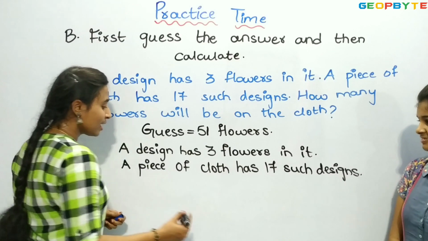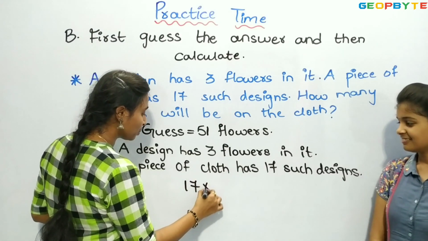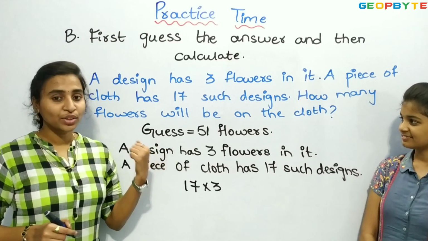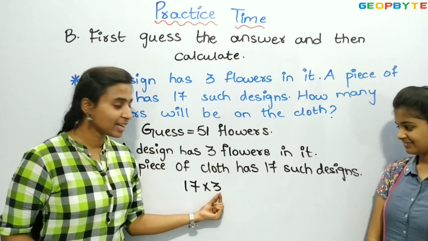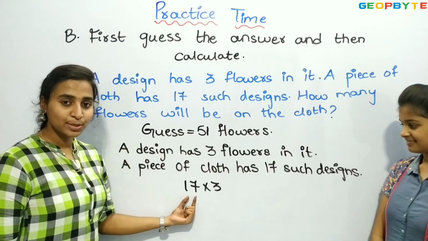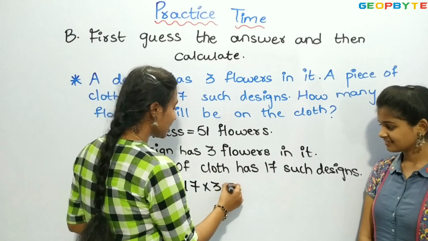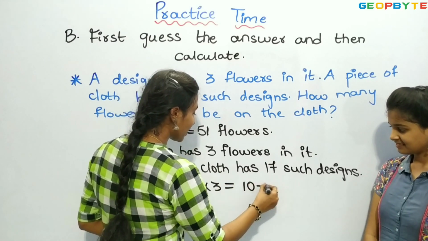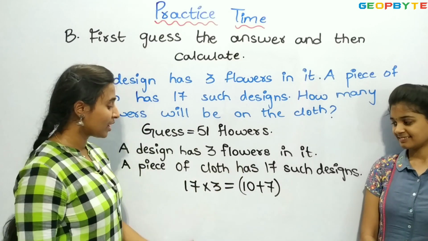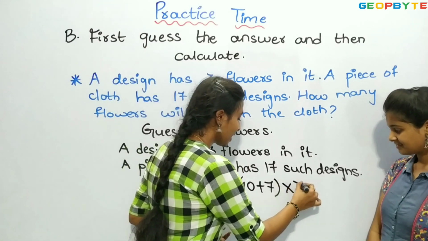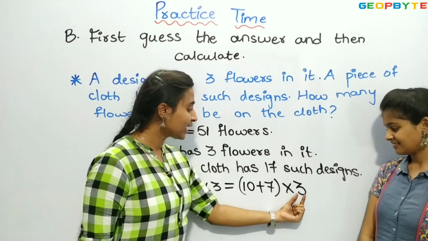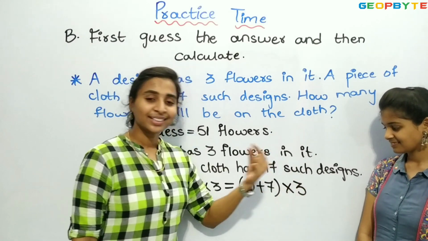So children, let us write 17 into 3. 17 is nothing but the total number of designs on the piece of cloth, and 3 is nothing but the 3 flowers in each design. Now let us split 17. It can be written as 10 plus 7. So 17 into 3 is written as (10 plus 7) into 3. Now let us multiply 10 and 3 plus 7 and 3.